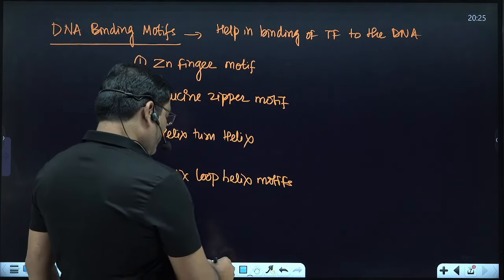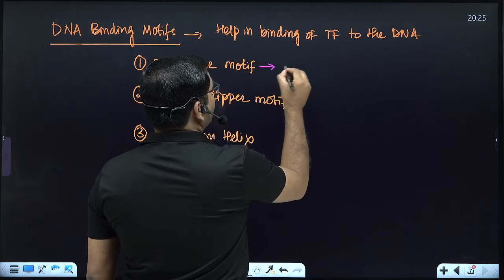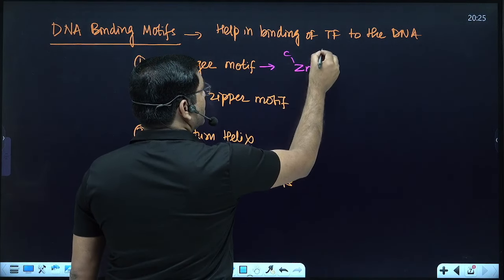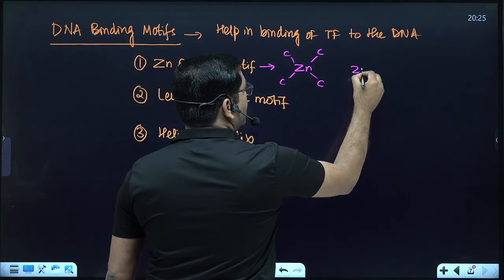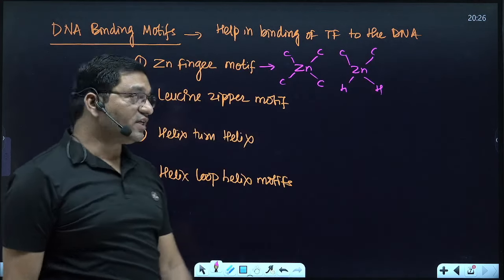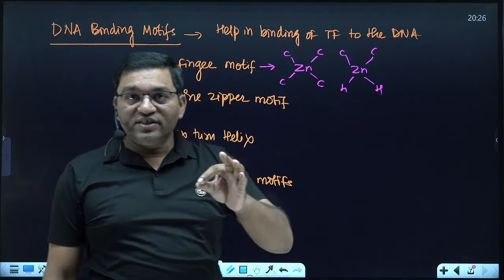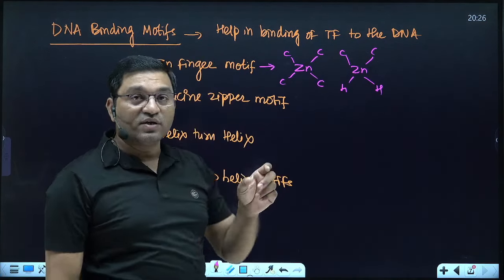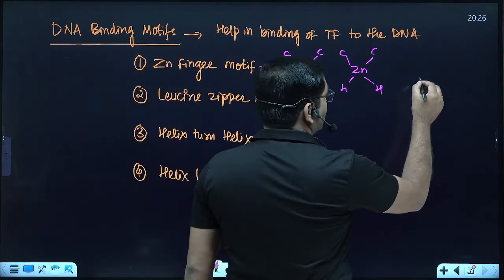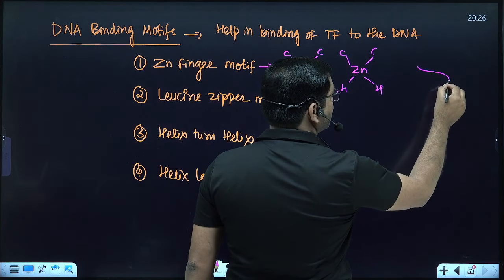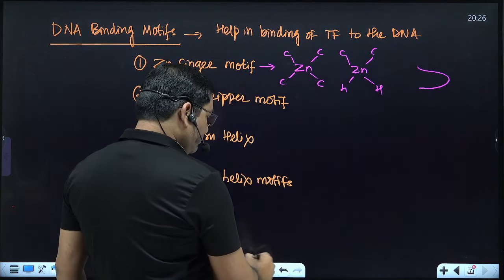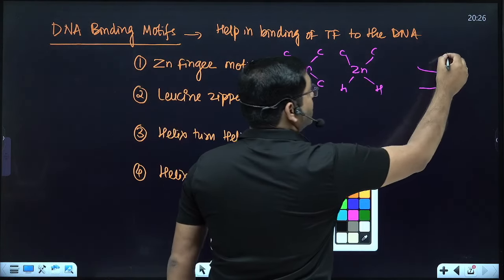Zinc finger motif. It contains zinc at the center, and zinc is attached with four cysteine residues, or zinc is attached with two cysteine and two histidine residues. Two antiparallel beta sheets are connected to the alpha helix with the help of this zinc, and with the help of the finger-like structure, which attaches with the major groove of the DNA.